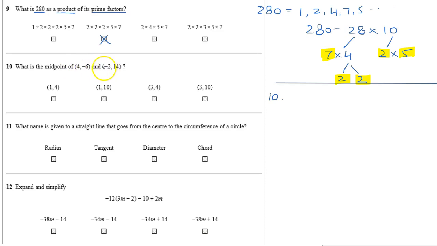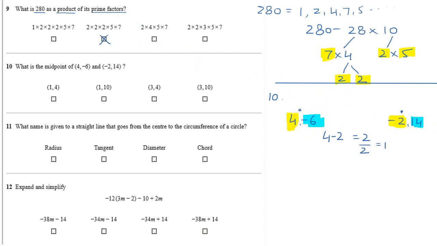Question number 4 and negative 6 and minus 2 and 14. You have to find the midpoint. So say this is 4 and minus 6 and this one is minus 2 and 14. So first we talk about x. This is 4 and this is minus 2. So 4 minus 2 is 2. Divide by 2, that is 1. You add the numbers, divide by 2. Now we have negative 6 and 14. So negative 6 plus 14 will be positive 8. Divide by 2. So that will be 4. So our point is 1 and 4.